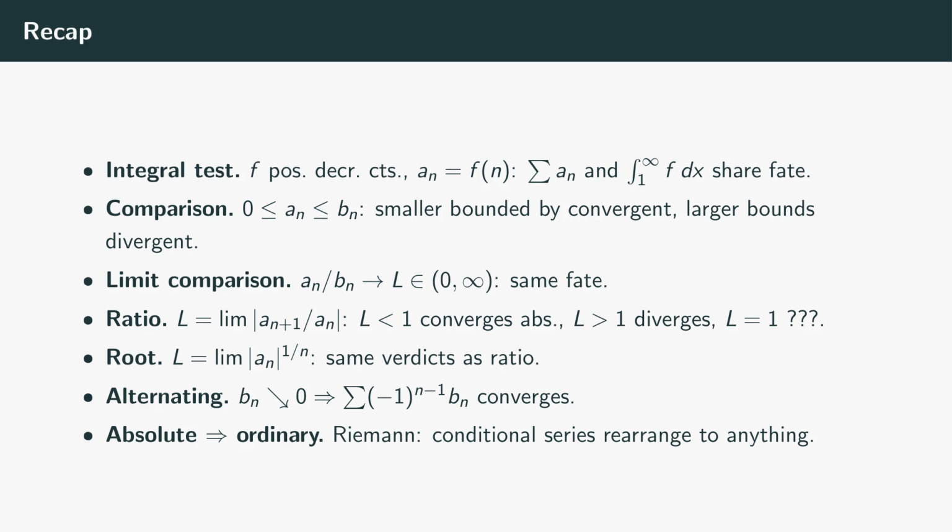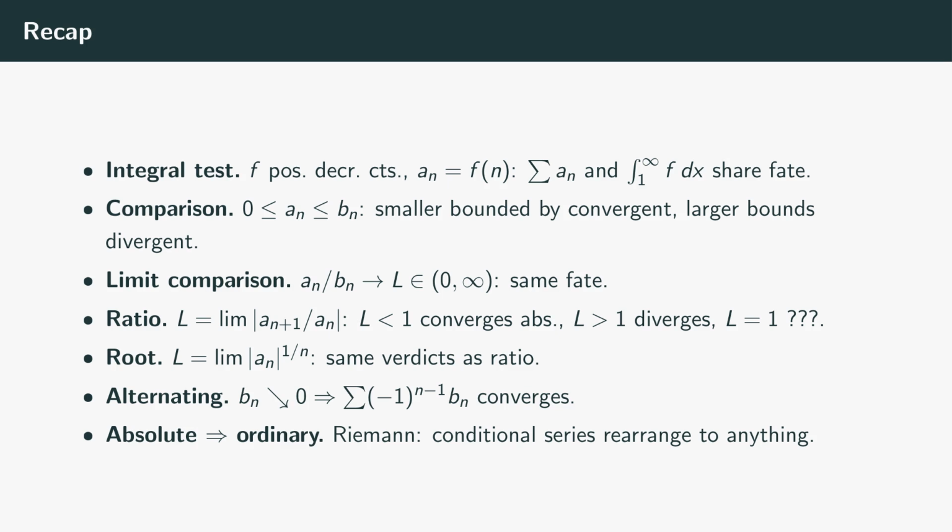Alternating series test. The sum of -1 to the n minus 1 times b sub n, with b sub n decreasing to 0, converges. Absolute versus conditional. The sum of the absolute value of a sub n converging implies the sum of a sub n converges absolutely. If the sum of a sub n converges, but the sum of the absolute value of a sub n diverges, conditional convergence. Riemann: conditional series can be rearranged to sum to anything.